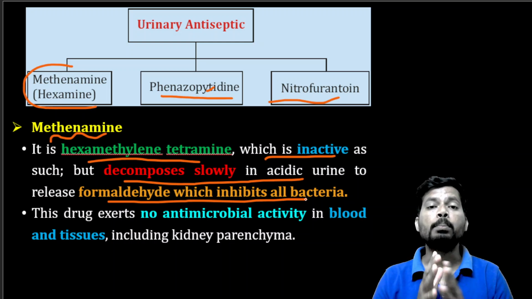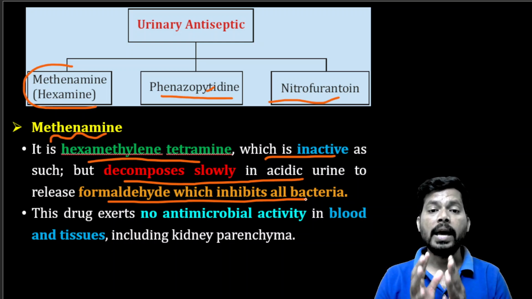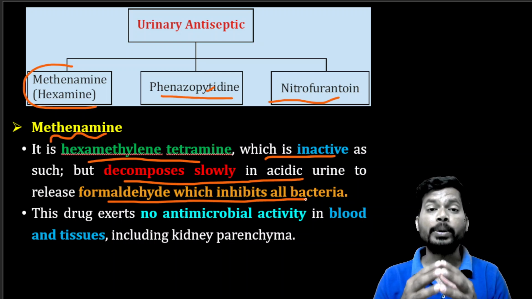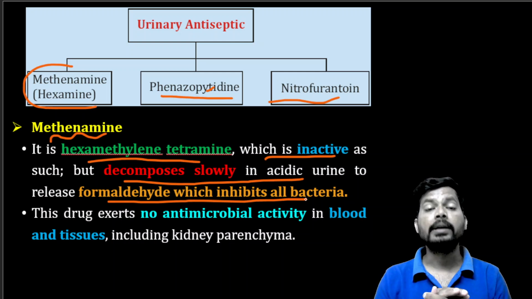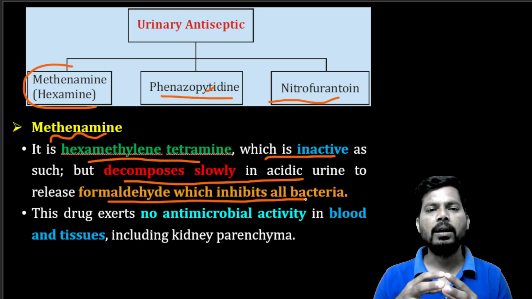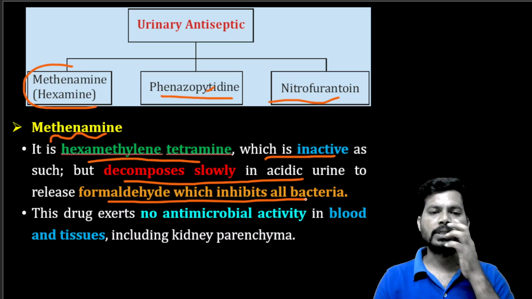So methenamine, chemically hexamethylene tetramine, is generally inactive in nature, but when it enters the urinary tract in the presence of acidic urine, it releases free formaldehyde. That free formaldehyde has the antibacterial effect and kills the bacteria causing urinary tract infection.